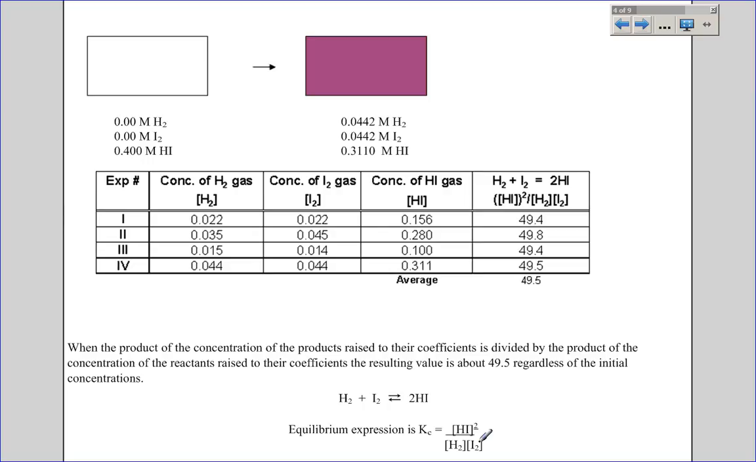So for any reaction, we can write an equilibrium expression in this same format. And it defines the ratio of the substances in the system at equilibrium. So whenever this system achieves equilibrium, it's going to have some kind of ratio that will fit into this expression and equal a constant.